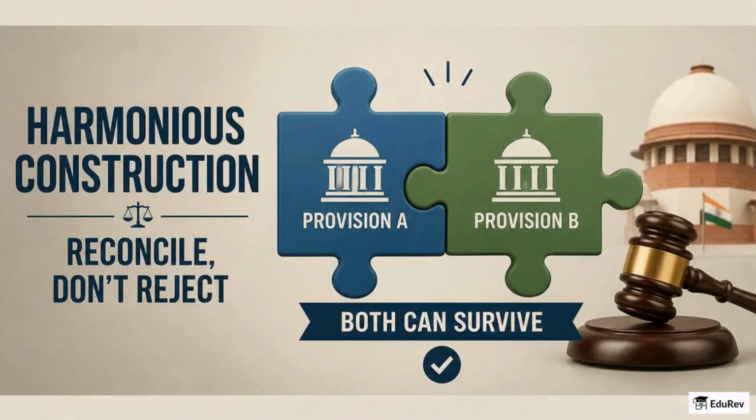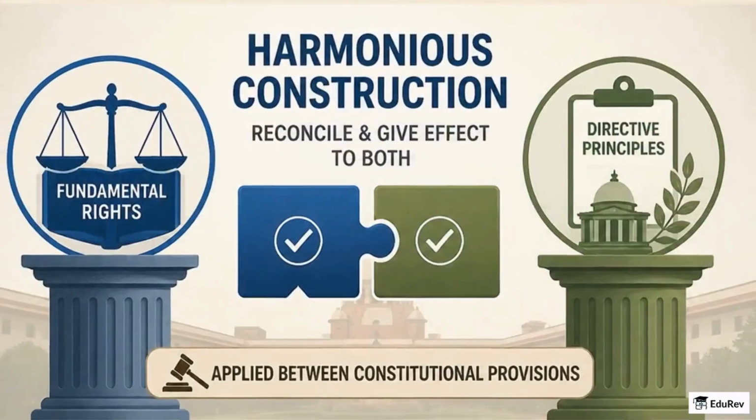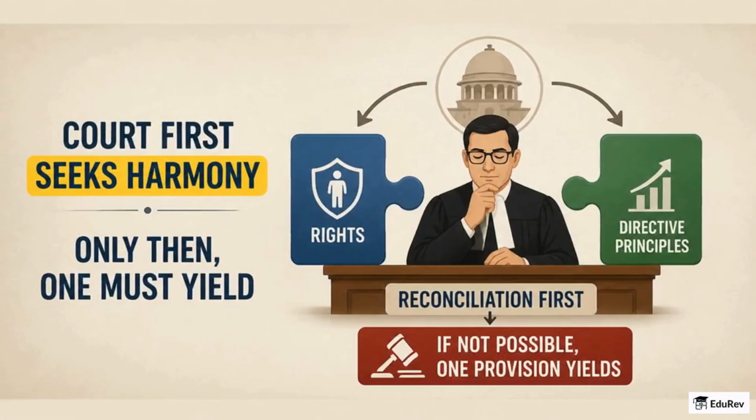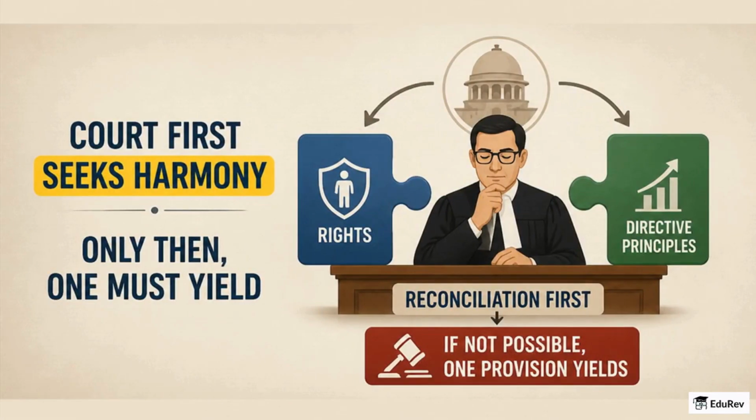The doctrine of harmonious construction asks judges to reconcile conflicting provisions so both can survive, like fitting two puzzle pieces to form a single picture. This rule is often applied between fundamental rights and directive principles, or between various entries of the 7th schedule, and cases like DAV College and Sri Venkataramana illustrate its application. In answers, show how the court attempts reconciliation before accepting that one provision must yield to another.